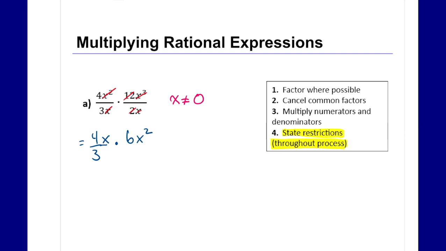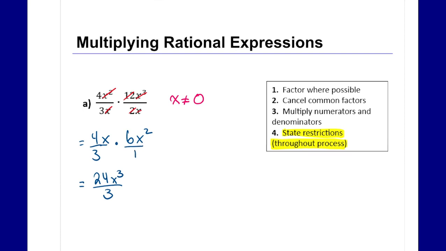Go through, see if there's anything else that I can cancel out. In this case, no, not really. So I'm going to go through and multiply. There are no restrictions at this point because I have 3 at the bottom. 3 can't equal 0. Well, of course, 3 can't equal 0. It's just a number. There are no variables in any of my denominators, so I don't have to worry about any restrictions right now. 4 times 6x squared gives me 24x cubed divided by 3.